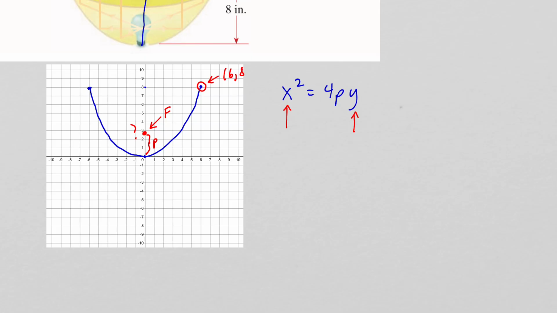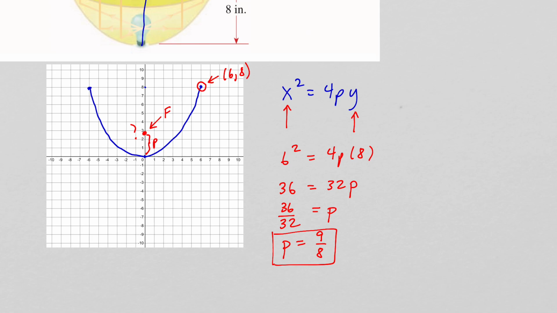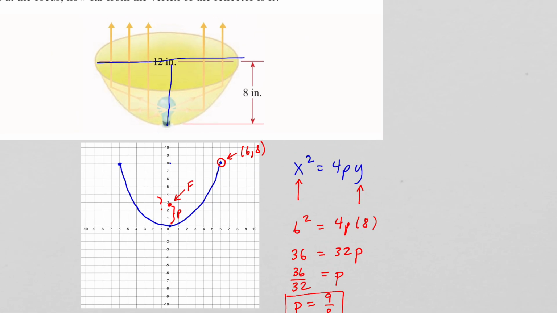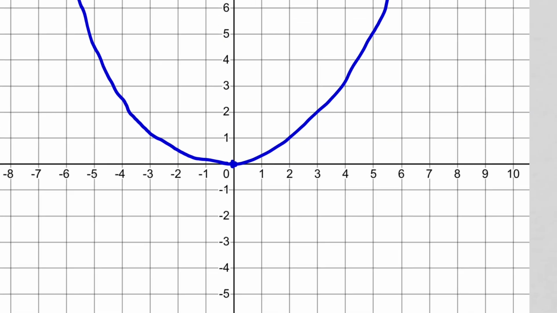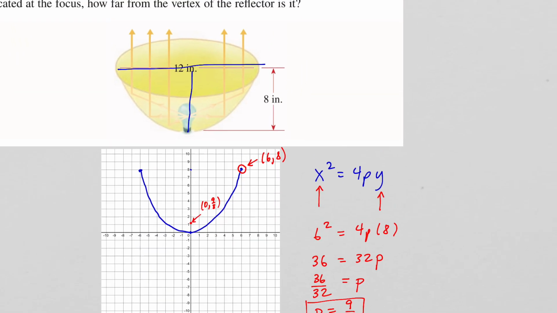So I'm going to use the point 6, 8. So that is x equals 6 and y equals 8. And that gives us 36 is equal to 32 times p. And then we can solve for p by simply dividing both sides by 32. And then canceling the 4 in each of those, we get p is equal to 9/8. So p is the distance from the vertex to the focus. And that distance is 9/8. So it's just a little bit above 1. So the location of the focus is 0, 9/8.